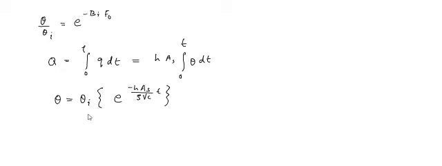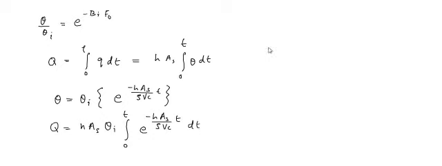Now we have to integrate this thing and find out the value of Q. So Q will be equal to hAs times theta I times the integral of 0 to t of e to the power minus hAs over rho Vc times t, dt.